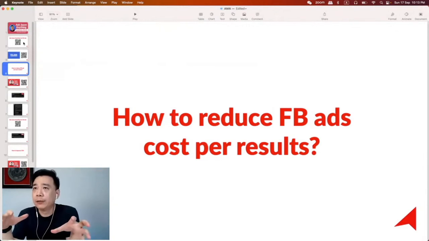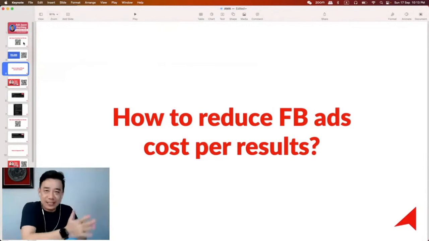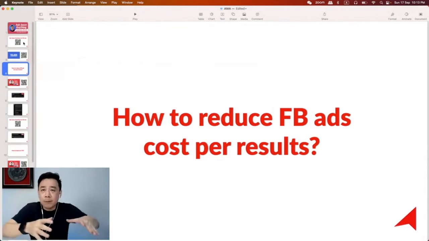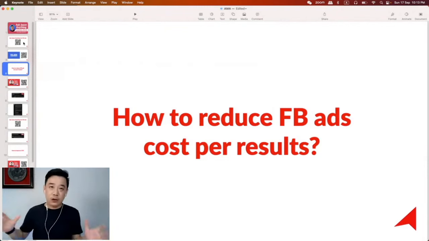That's why we shouldn't be focusing too much on the ad itself or the audience targeting itself. That, in my opinion, is very narrow-minded. But we want to look at it and see how we can optimize.